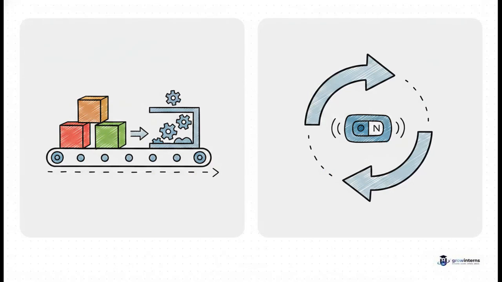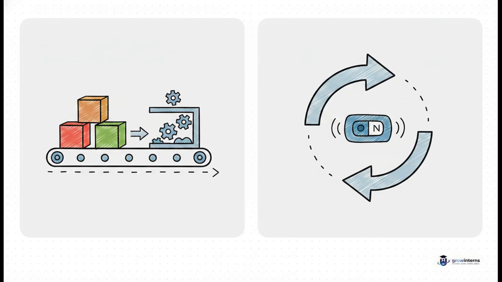All right, let's talk about doing things over and over. Repetition. First up, the for loop. The best way to think of this is like a conveyor belt. You've got a list of items, say your to-do tasks, and the for loop just goes through them one by one until it hits the end.